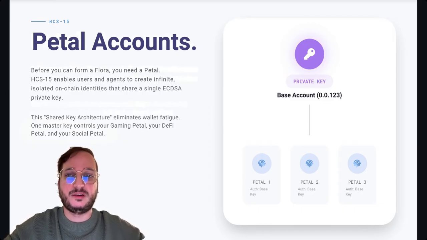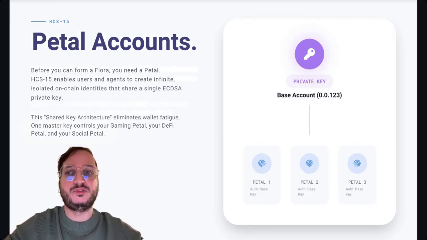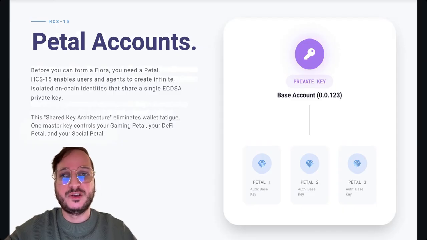The idea behind a petal account is suggested, but you don't have to do it this way, is that you have a single ECDSA key, and then you can reuse that ECDSA key to create multiple petal accounts. Each of these petal accounts will now be able to sign transactions, transfer assets, and so forth. But they're all unique account IDs.